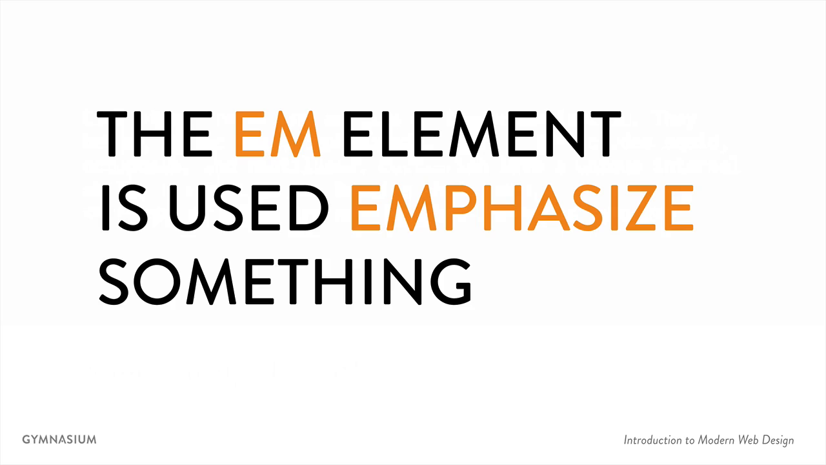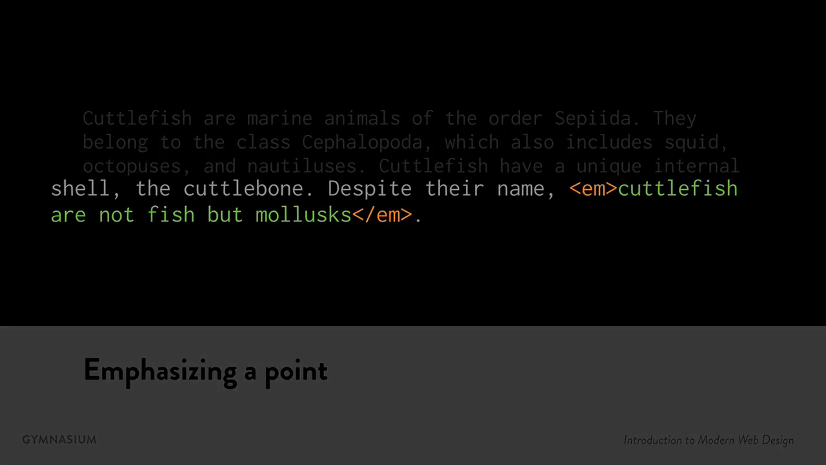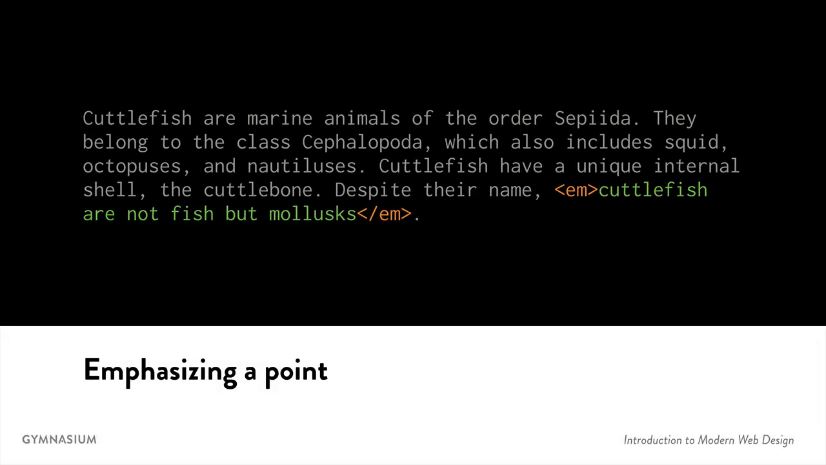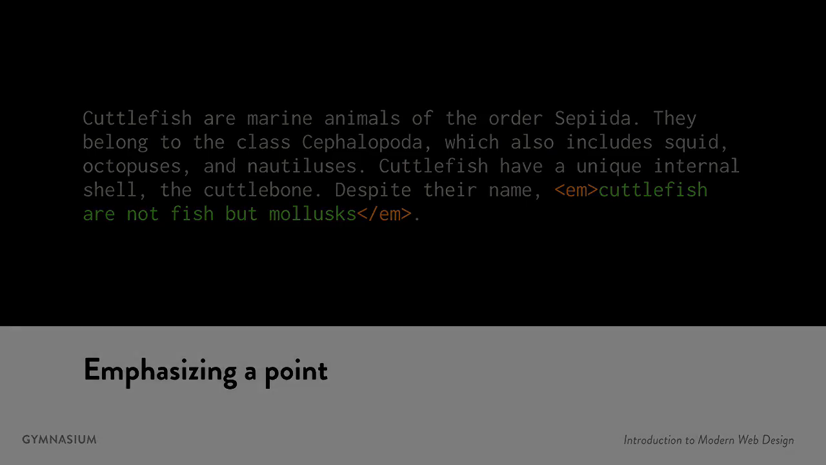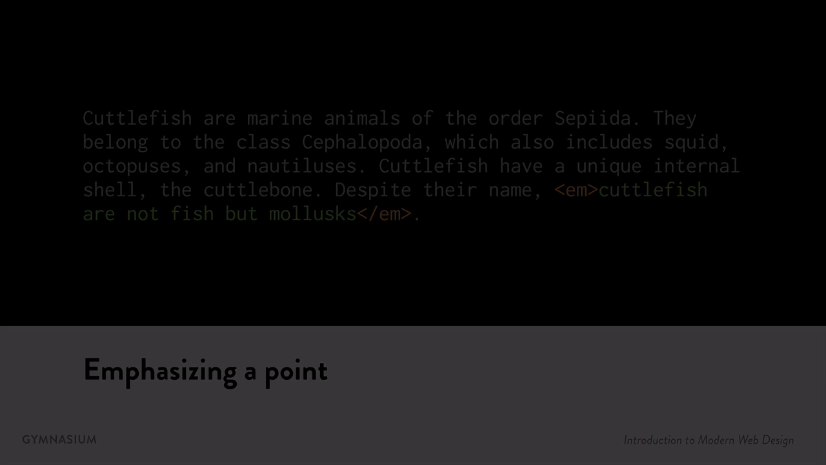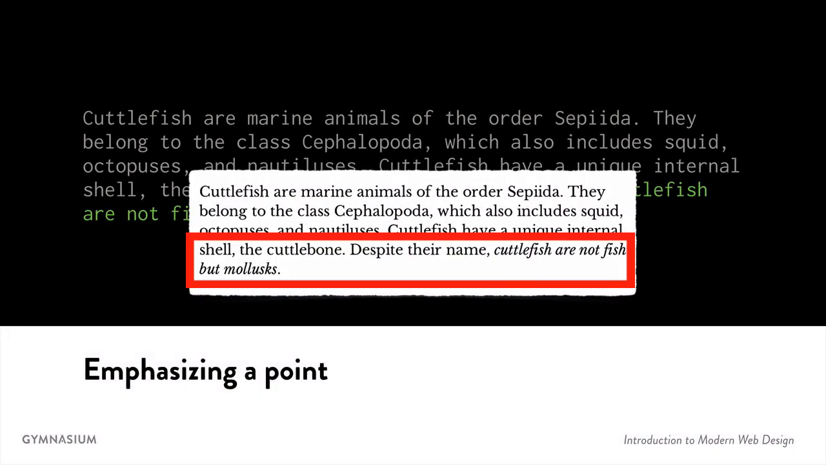The emphasis element is a little bit different than strong importance because it's just trying to emphasize in some way. So despite their name, cuttlefish are not fish but mollusks. So it's a slightly different inflection. We're emphasizing it, but it's not really different in terms of being of strong importance. It's just something that's being emphasized. There's a little bit different intention behind the use of emphasis versus strong. Now in terms of the display in the browser, here you see that the emphasis element gets displayed in italics by default.